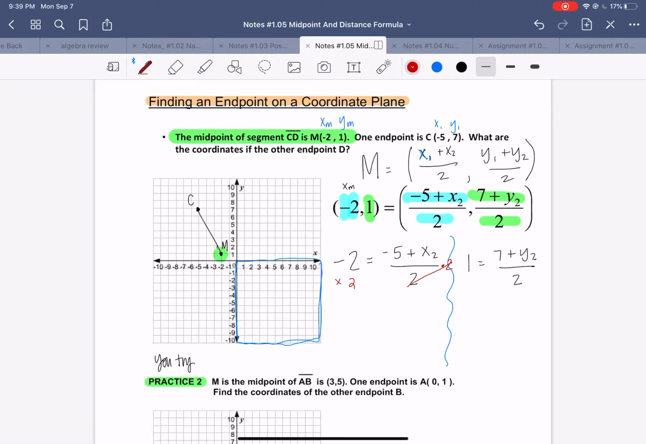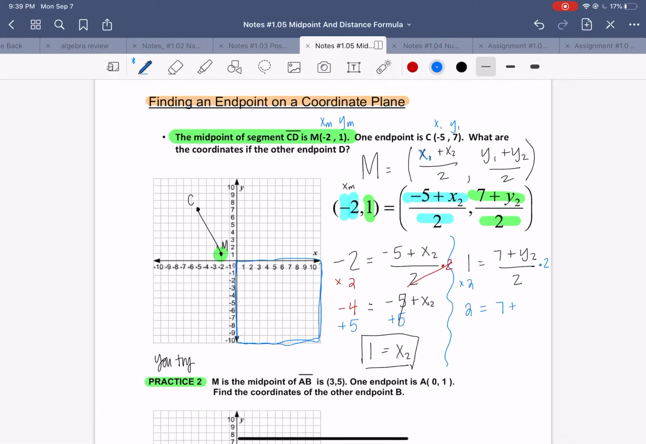So I get -2 times 2, which gets us -4, equals -5 plus X2. I need to get X2 by itself, so I add 5. So X2 is finally by itself, and -4 plus 5 gets us +1. So our X2 is 1. We're not done, we need to find the Y coordinate. We're going to multiply by 2. So 1 times 2 is 2.